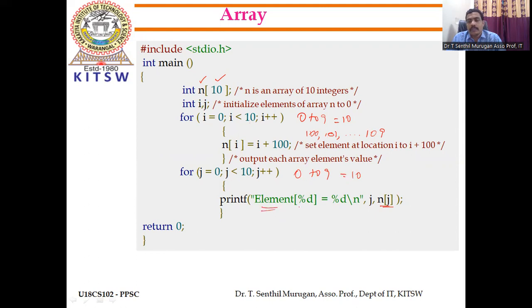Then the print statement, element of percentage %d. So what are you printing? What is the j value? What values are at the first position? What values are at the second position? That will be printed in the printf statement. Clear? I hope you understood how we can initialize a one dimensional array in C language.